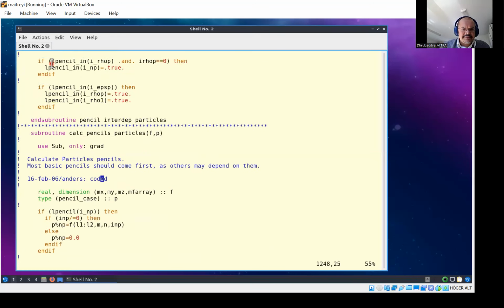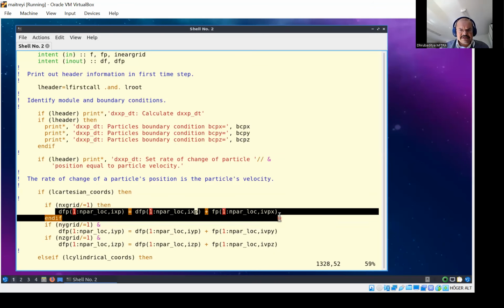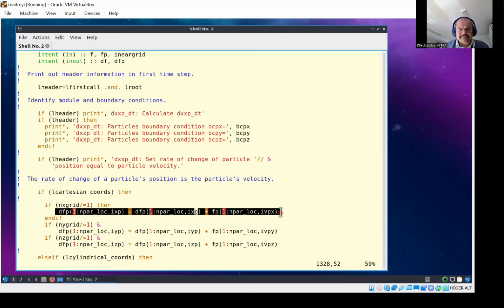And you would think this is where the first equation is actually being solved, right? And you would be right. You are writing the right-hand side of the equation, which is dfp. And you are saying dfp is whatever dfp was plus the fp, because x dot is just equal to v. So this line here is just saying x dot equals v. Is that clear?